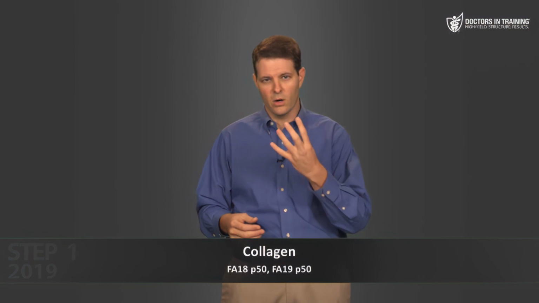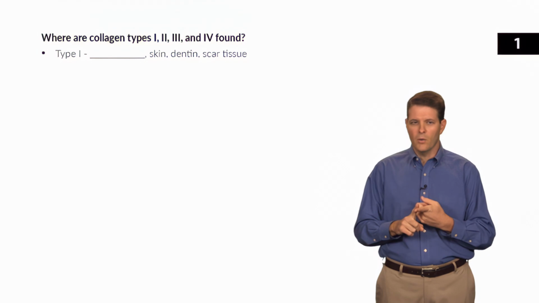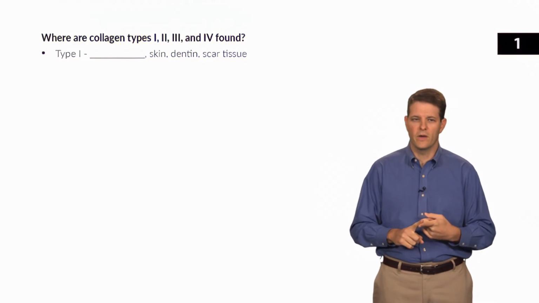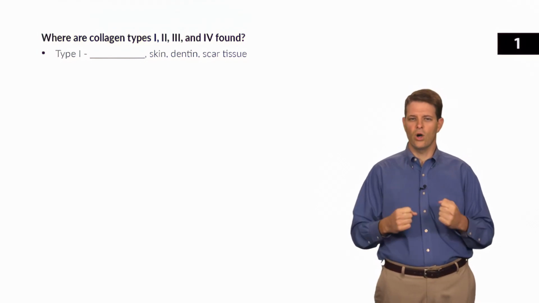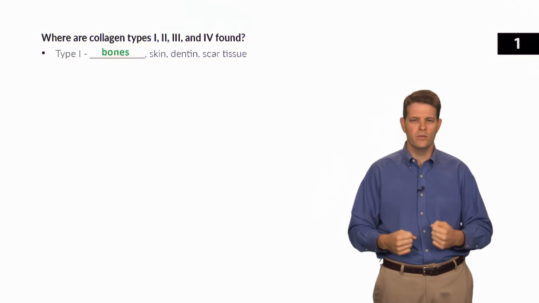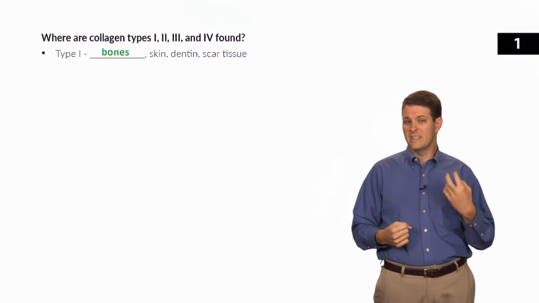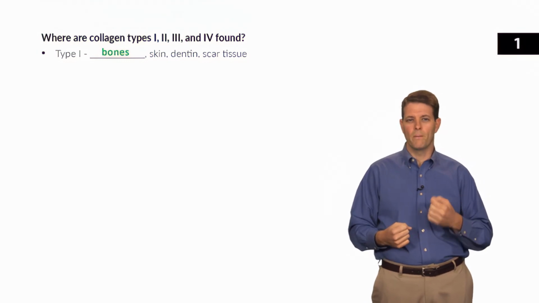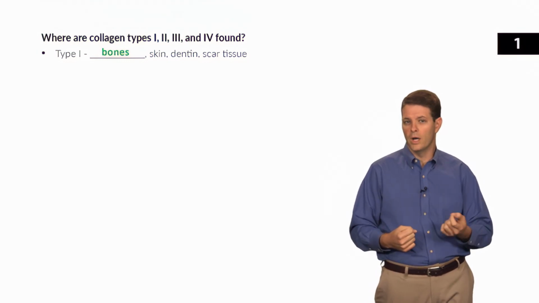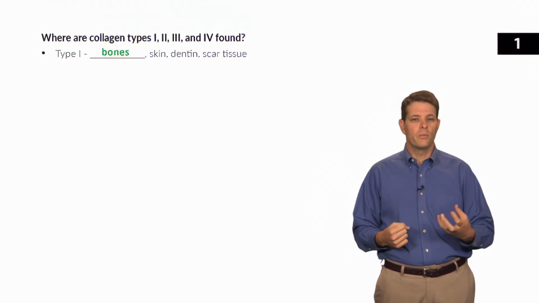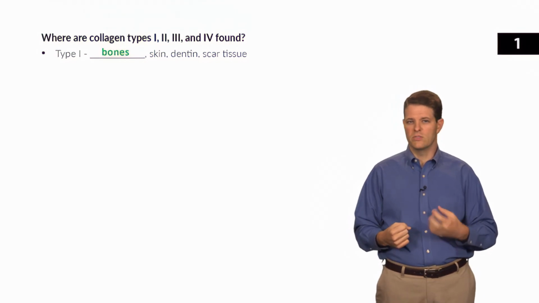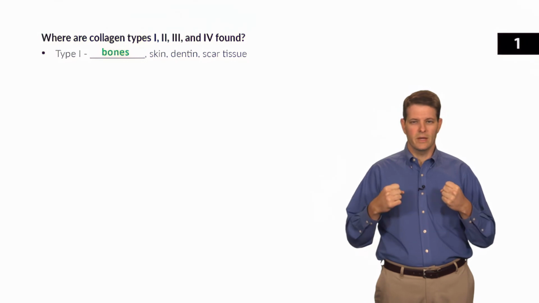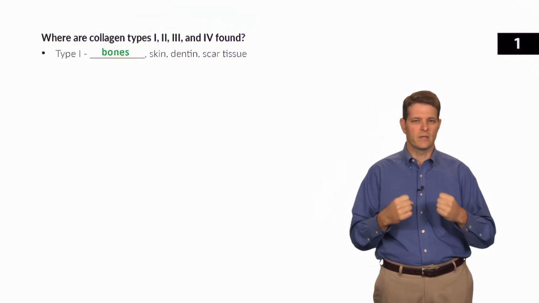There are actually almost 30 different types of collagen, but there are just 4 that you're most likely to be tested on. For type 1 collagen, I want you to remember the word strong. So we find type 1 collagen in strong structural tissues like bones and skin, and also the dentin of your teeth. So type 1, strong. You might remember that the word bone contains the word 1. Also wound repair, like scar tissue. Scar tissue is tough and strong, so you really have a lot of type 1 collagen to strengthen that healed wound.